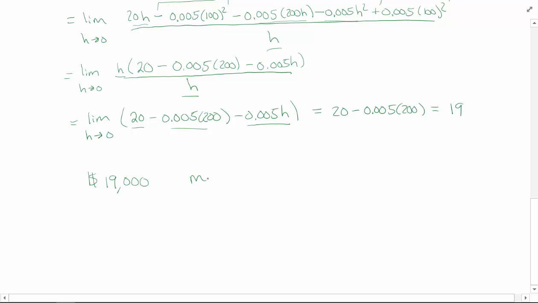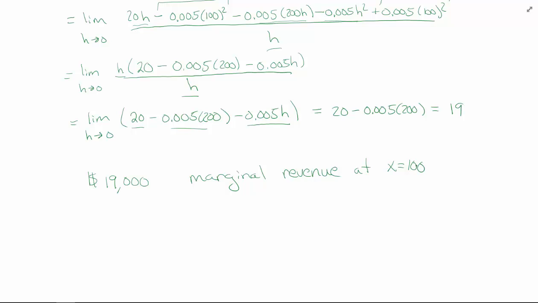This thing is called marginal revenue at x equals 100. What that is, it's an instantaneous rate of change of the revenue function, which is essentially, if you're going to produce more, you're going to gain $19,000 more per unit, roughly.